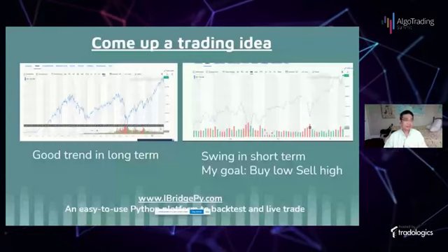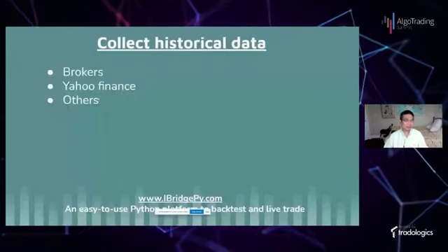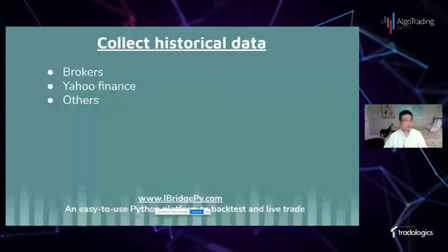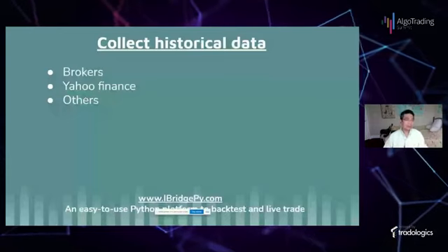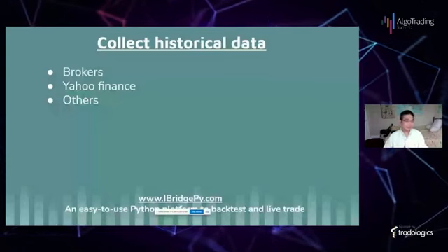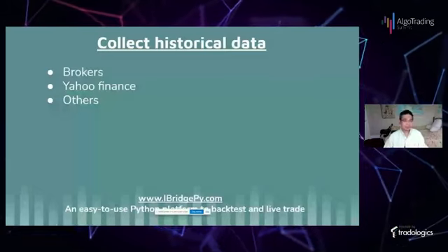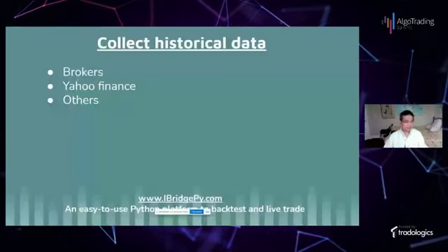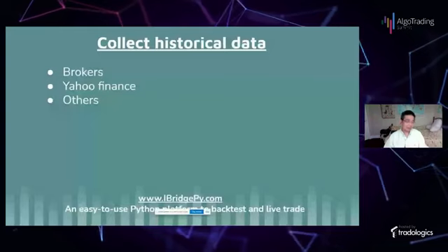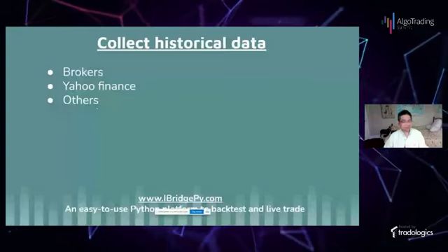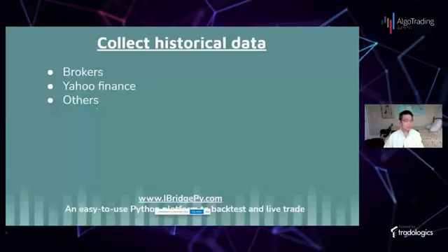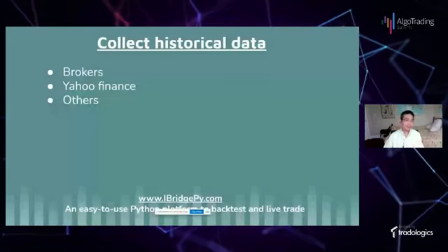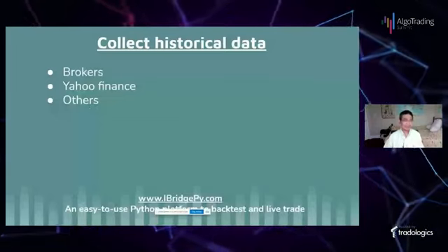The next step is to collect historical data and build a model to either prove or disprove this idea. Collecting historical data is relatively easy because most of the brokers have historical data for you. And Yahoo Finance is a pretty good data source you can use. And there are other third-party data providers. So you need to get familiar with their API and download their data for your backtesting.